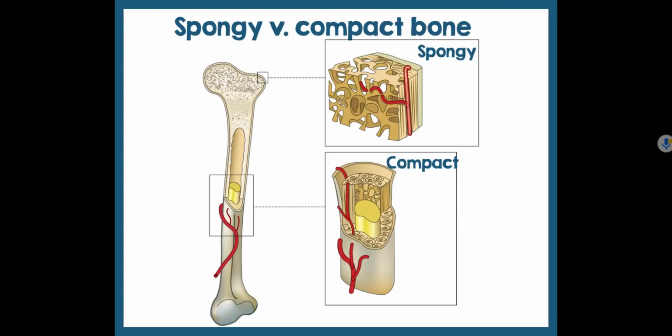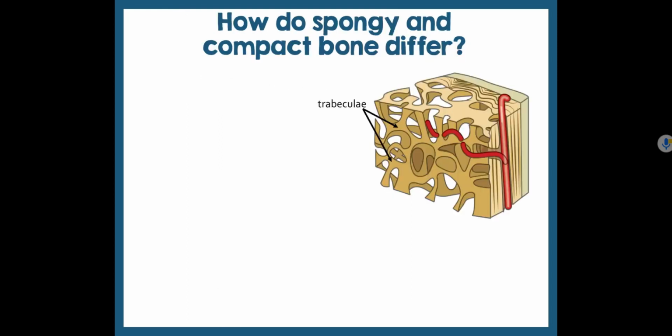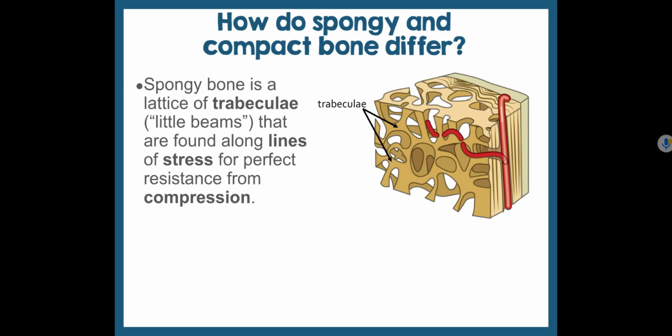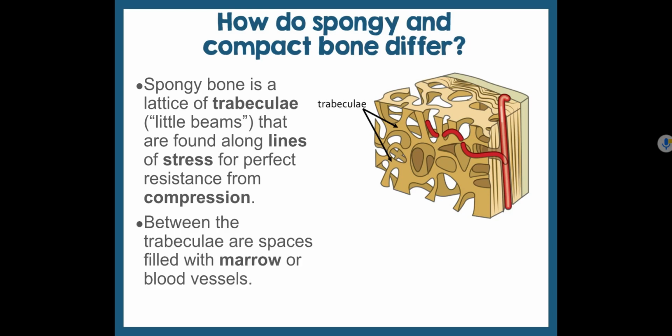Here's an illustration contrasting spongy and compact bone. So, how do spongy and compact bone differ? Spongy bone is a lattice of trabeculae, which means little beams. These are found along lines of stress for perfect resistance from compression. Between the trabeculae are spaces that are filled with bone marrow or blood vessels.